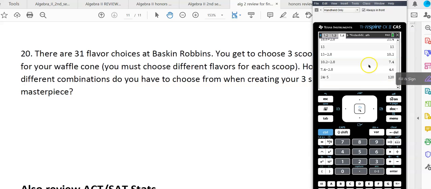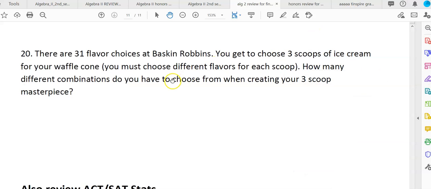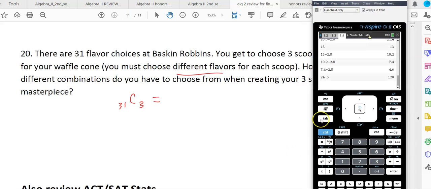Choose 3 scoops. How many different combinations? So order is not important. So I would say 31 choose 3. Choose different flavors. So you're going to choose 3 of those. So it's going to be another nCr because order is not important for this one. So nCr 31, 3, 4495.